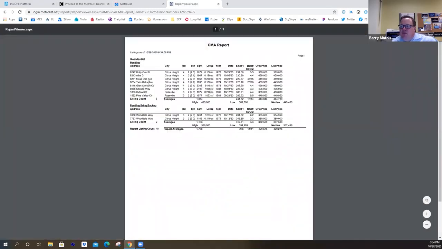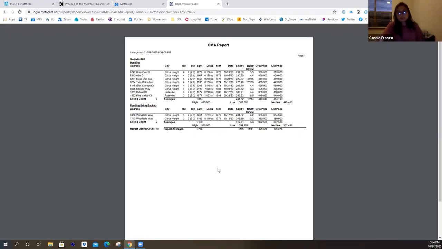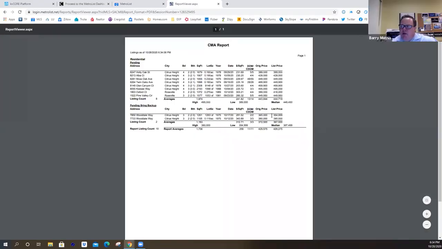And boom, that's what I've got. These aren't comps yet. These are pendings. Now, the one thing about pendings is you don't know what price they're pending at, right? So all you know is that they're no longer available on the market. They're under contract. You know what the original price is.